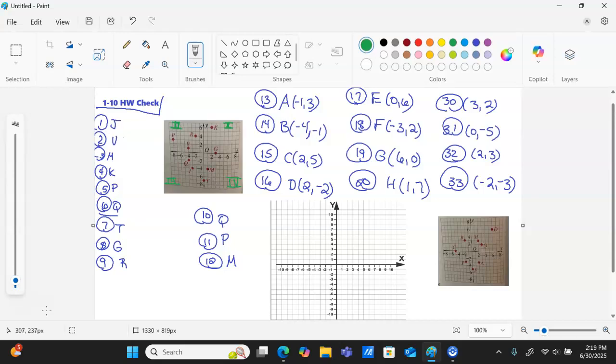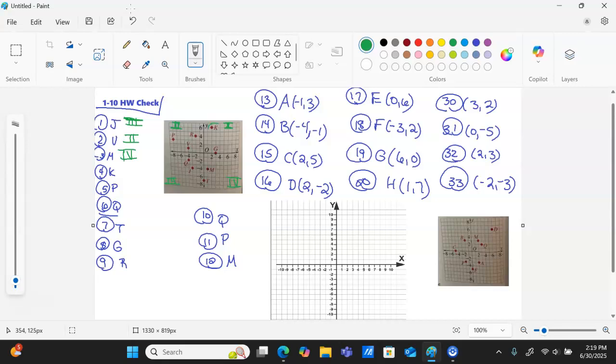So J is right here. So that's in quadrant 3. And again, we use Roman numerals. Number 2, V is right here. So that's in quadrant 2. Number 3, M is right here. That's in quadrant 4.